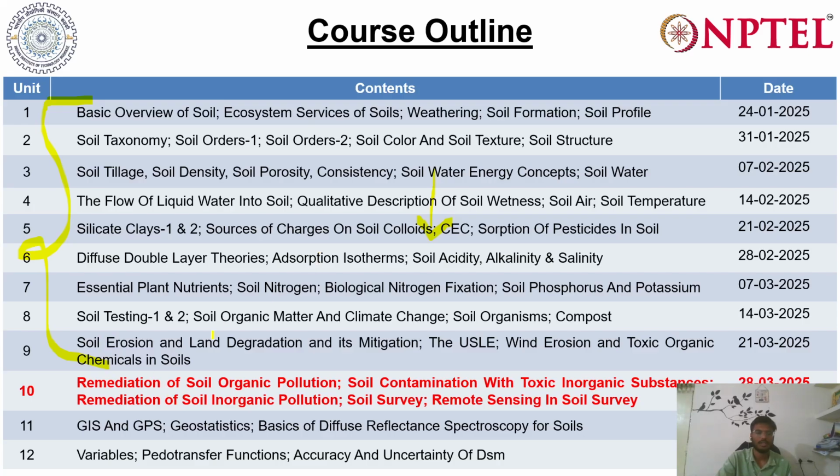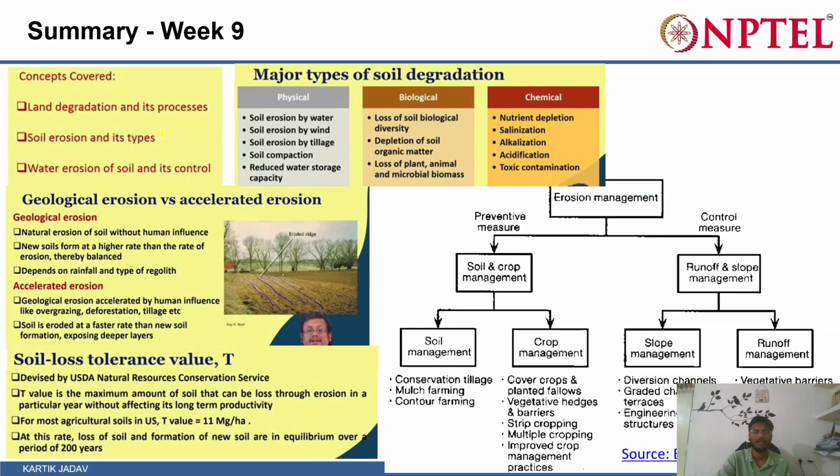Then, let me quickly revise last week. In week 9, we started learning about soil degradation or land degradation. We found that it is a very fundamental problem today because of climate change and the growing population altering land use and land cover. Due to that, there are problems like degrading land, caused by physical force or biological or chemical contamination, and generally we then introduced erosion.